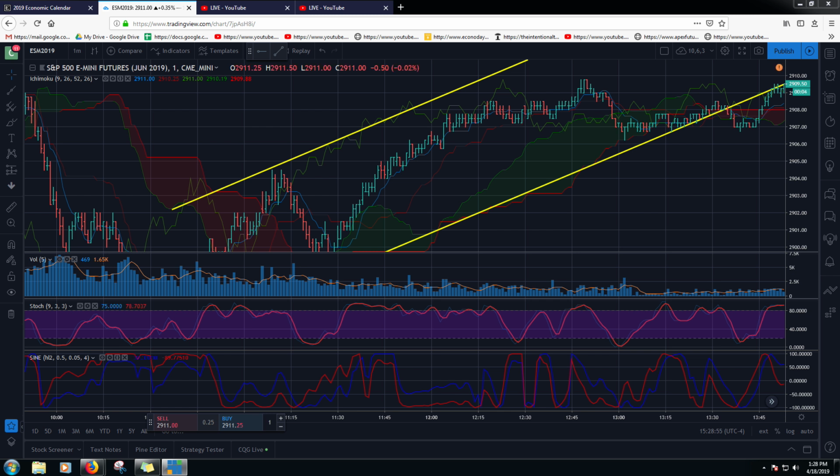So I want to go over 2 trades I did for today. And they're based off technical indicators, sort of. My main focus is the depth of market.